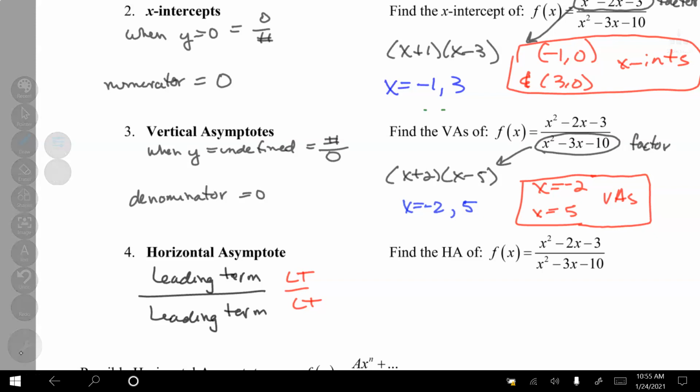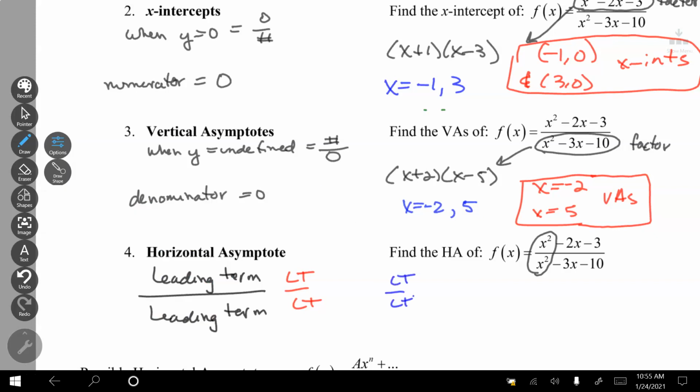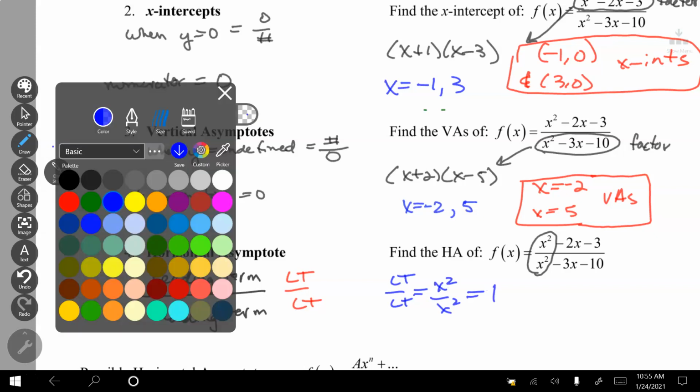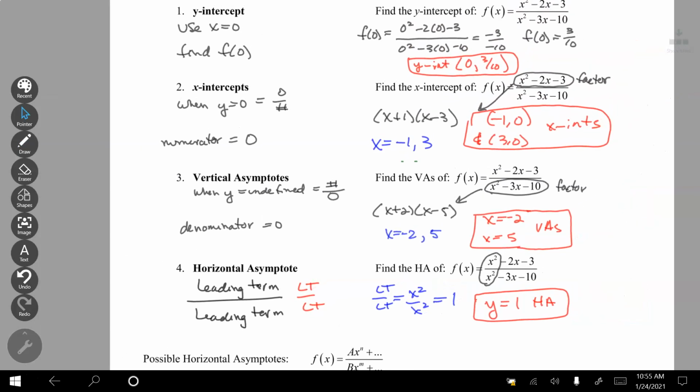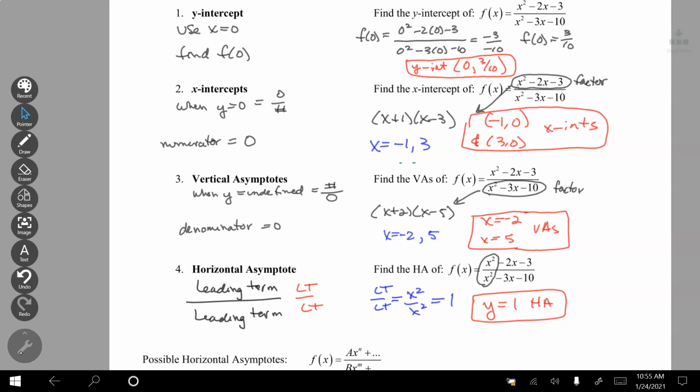I made this one pretty easy, that the leading terms are here. So my LT over LT is x squared over x squared. They kind of cancel out. I get 1. So I get y equals 1 is my HA. So these are the 4 key features that I just did. We did y-intercepts, x-intercepts, VAs, and HAs.